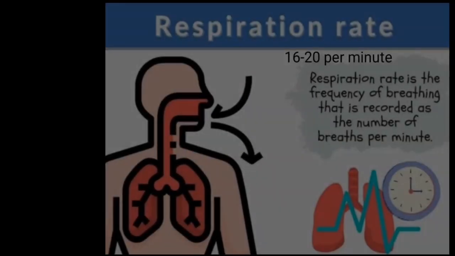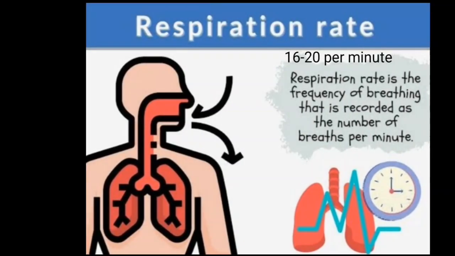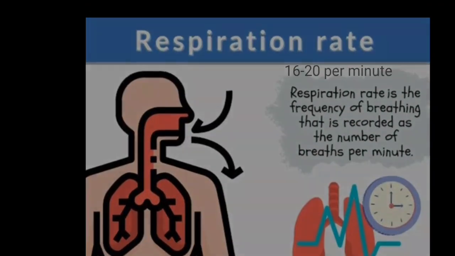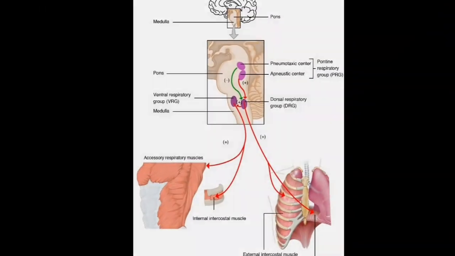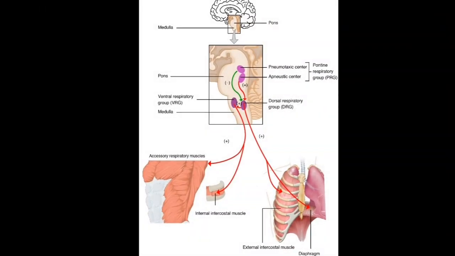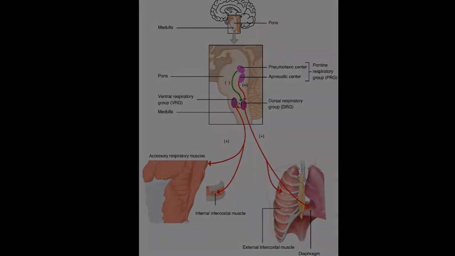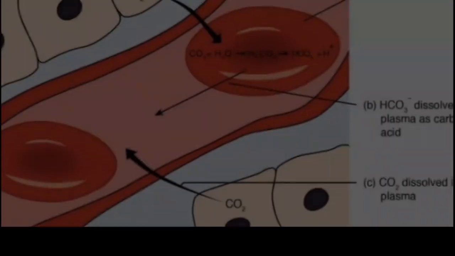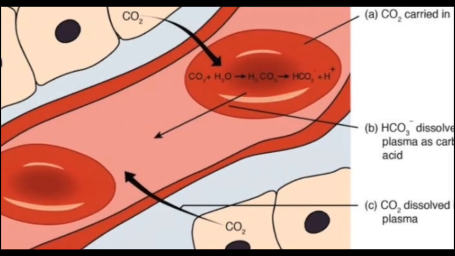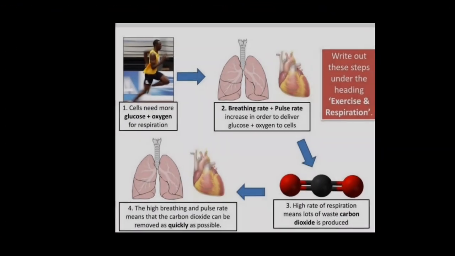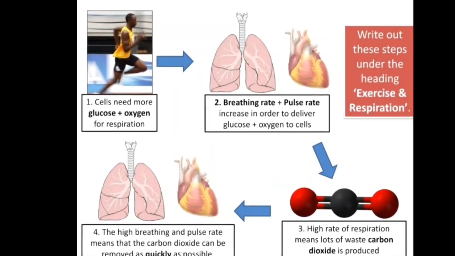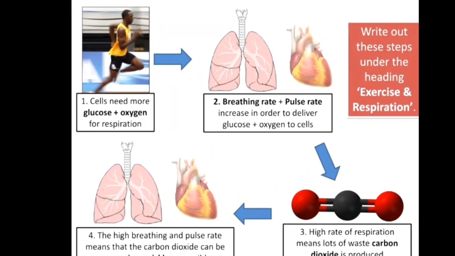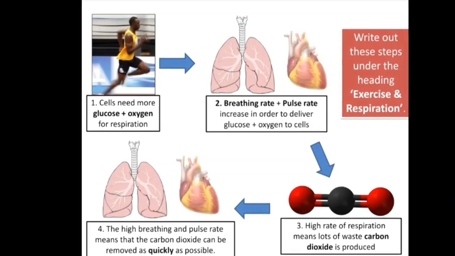Humans breathe 12 to 20 times per minute in normal circumstances. At rest, the rate of breathing is controlled by the respiratory center in the brain. The respiratory center is sensitive to the concentration of carbon dioxide in the blood. During exercise or other hard physical work, the breathing rate may increase up to 30 to 40 times per minute.